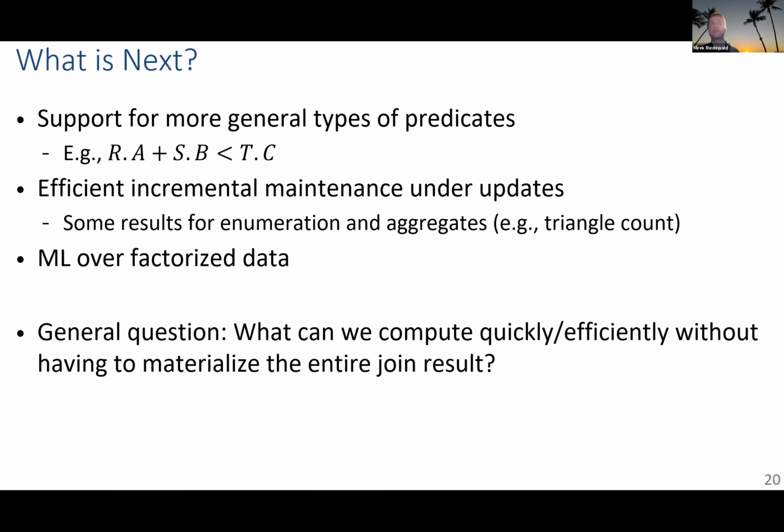What are the next steps? Well, we can look at more complicated predicates, something where we have, let's say, columns for multiple tables involved, more than 2. We can look at what happens when we have updates. How do we maintain these data structures efficiently? How can we do something like machine learning over factorized data? And so this is something that has started to be explored. And the general question here is, what can we compute quickly or efficiently without having to materialize the entire join result?